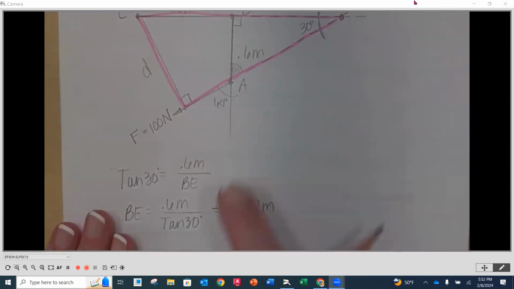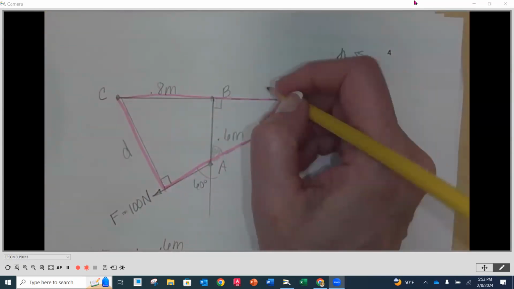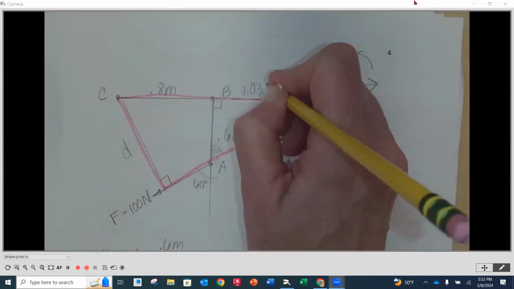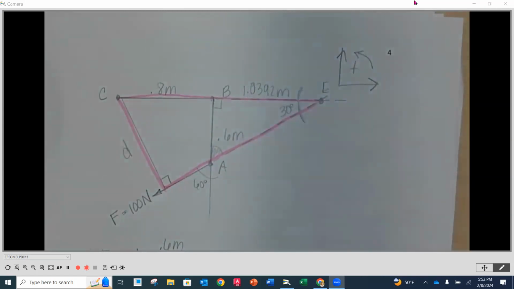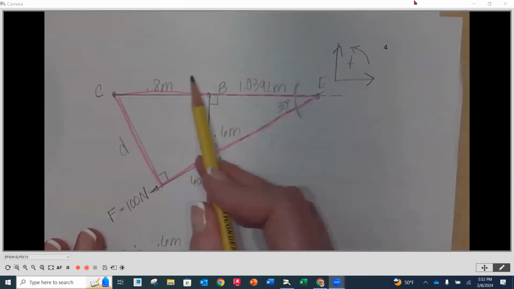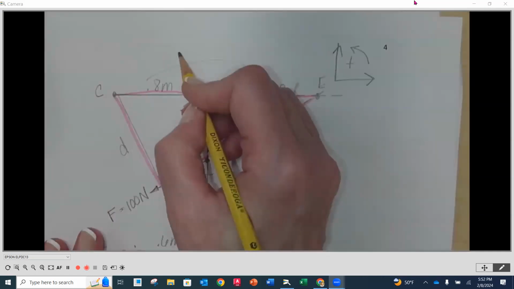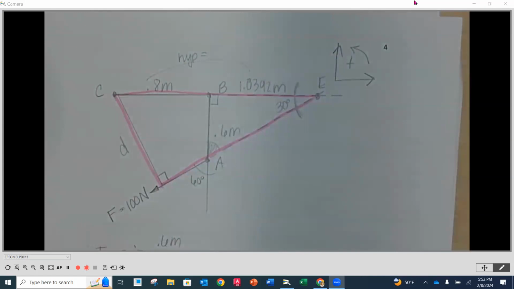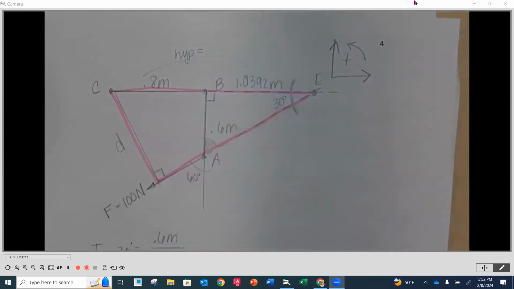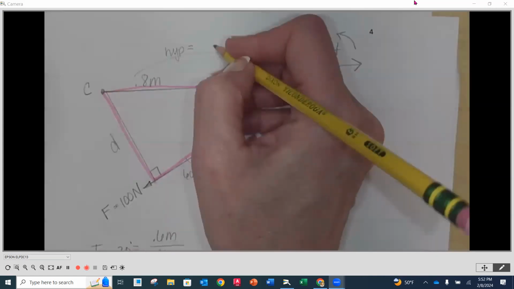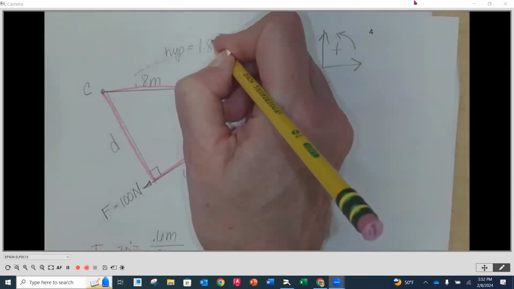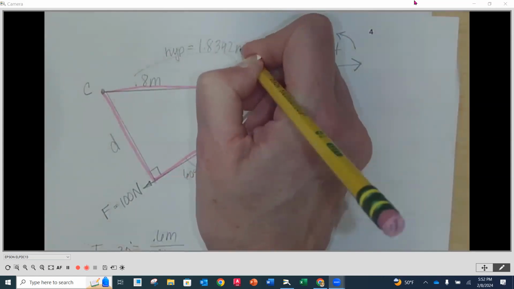So BE, this length right here, is 1.0392 meters, okay? So now the entire hypotenuse, this right here, is going to be equal to that plus 0.8, right? So that's going to be 1.8392 meters.